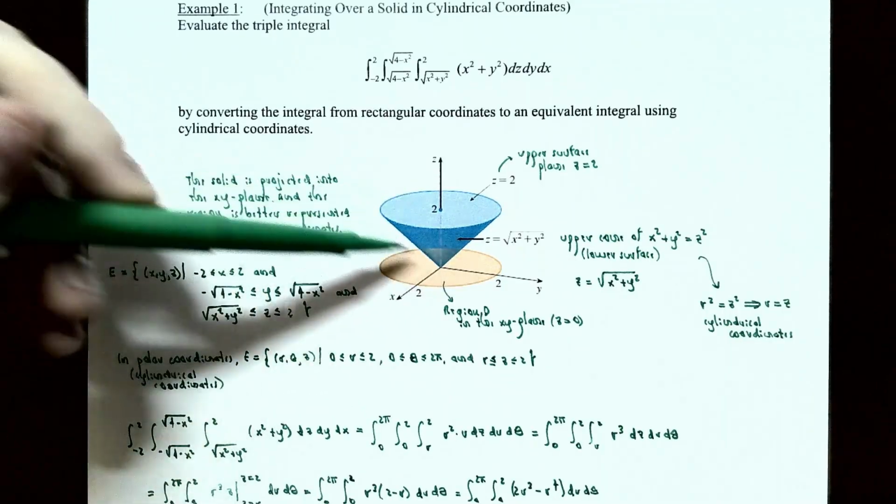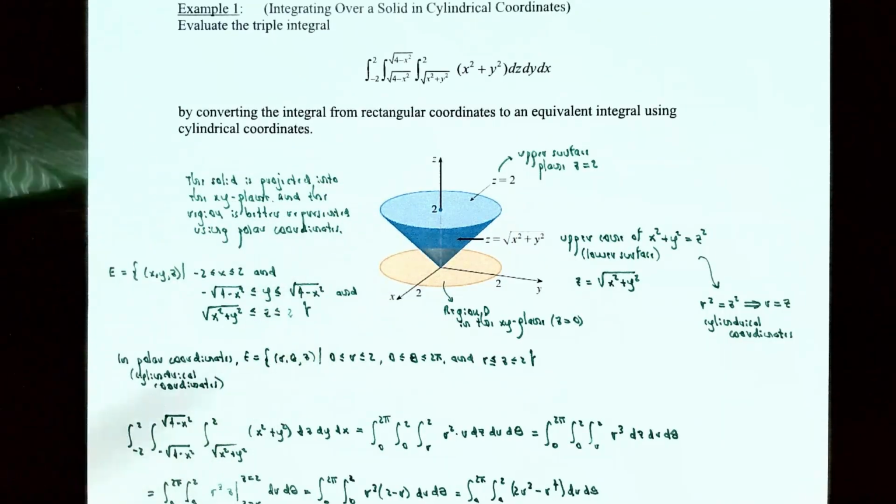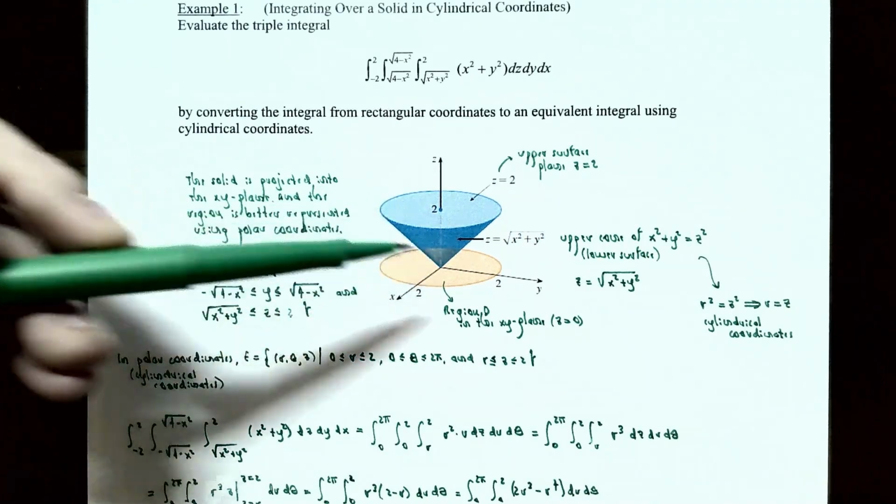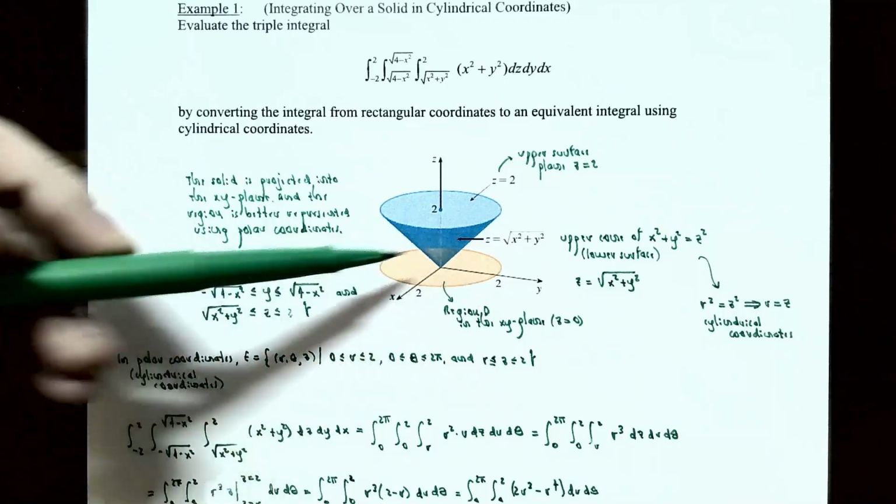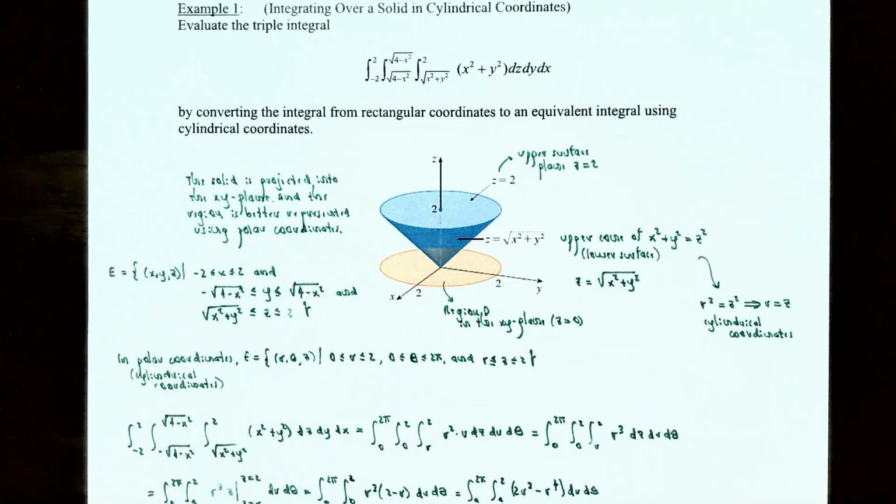We're integrating over the solid that's below the plane z equals 2 and above the cone z equals square root x squared plus y squared. We're projecting this solid into the xy plane, and notice that the region that you obtain in the xy plane will be a circular region, which means that we should use cylindrical coordinates to integrate instead of using rectangular coordinates.